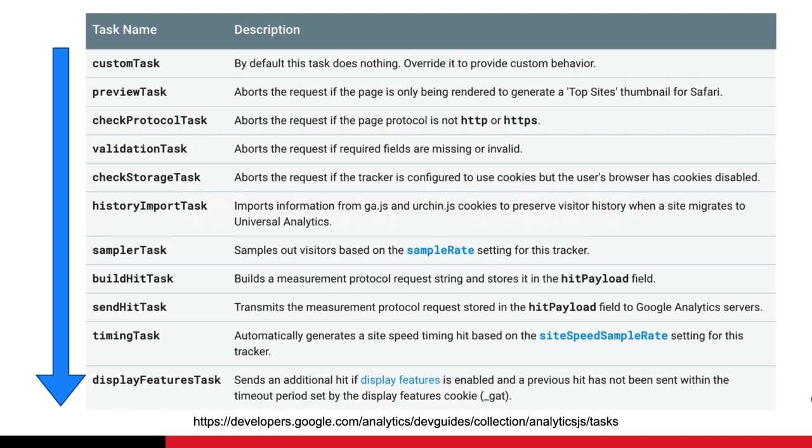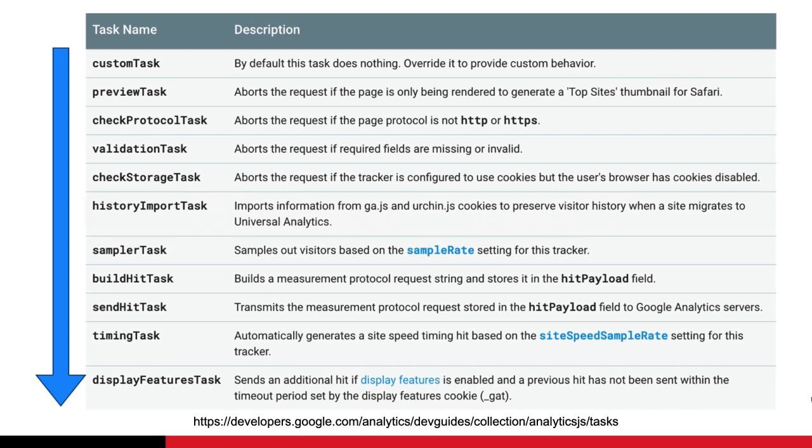Build hit task is fundamental. It actually builds the payload. It builds the measurement protocol request string with all the parameters taken from the tracker object and the model object, and then passes that payload to send hit task, which sends the hit to Google Analytics. So the send hit task is one of those tasks that you will end up manipulating via custom task. For example, if you want to purge the payload of certain information that shouldn't be sent to GA, such as PII, or if you want to duplicate the request to another GA property, you would manipulate the send hit task.